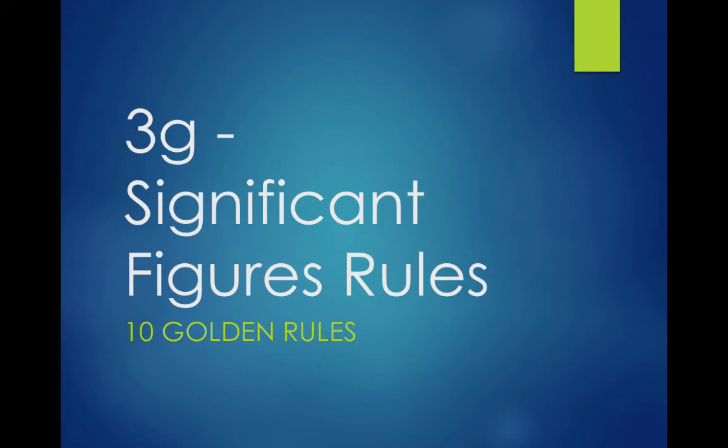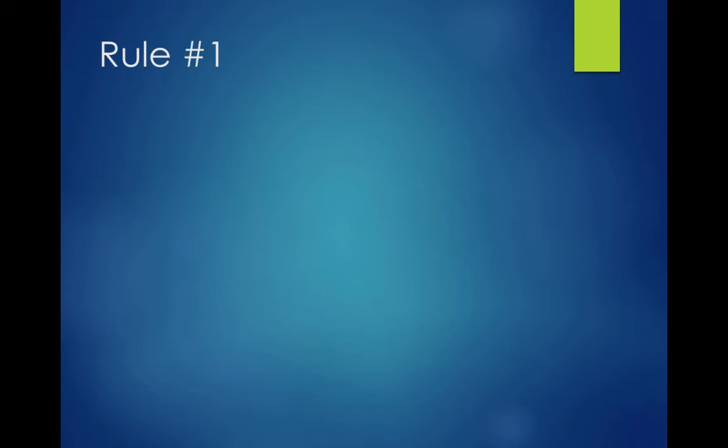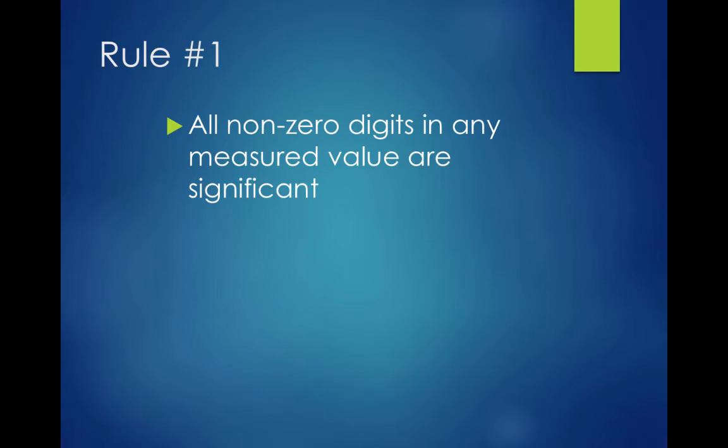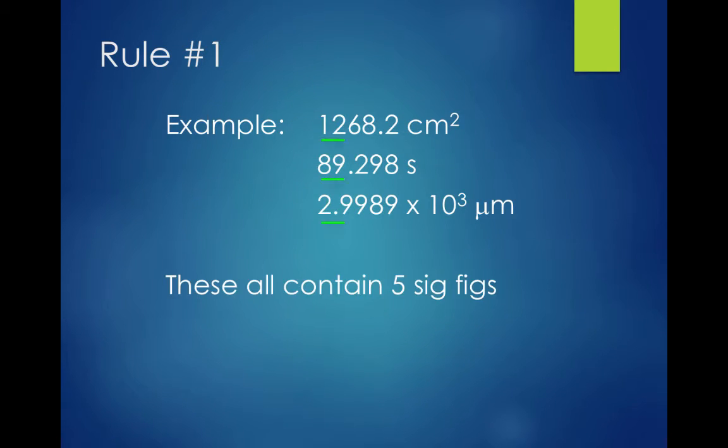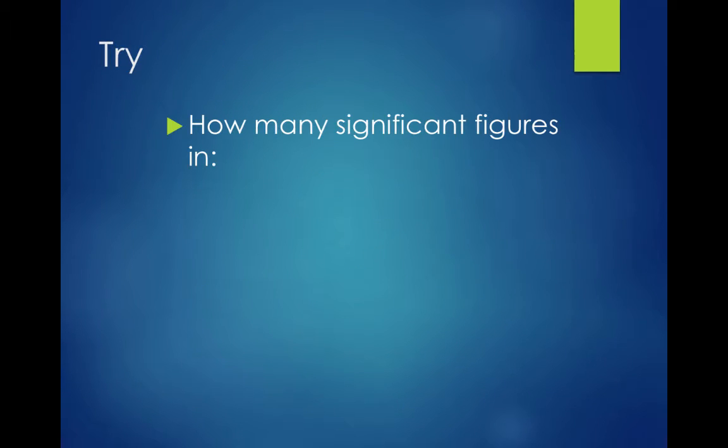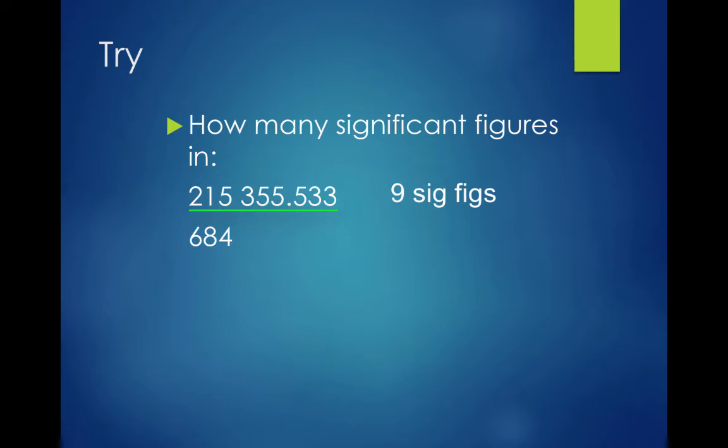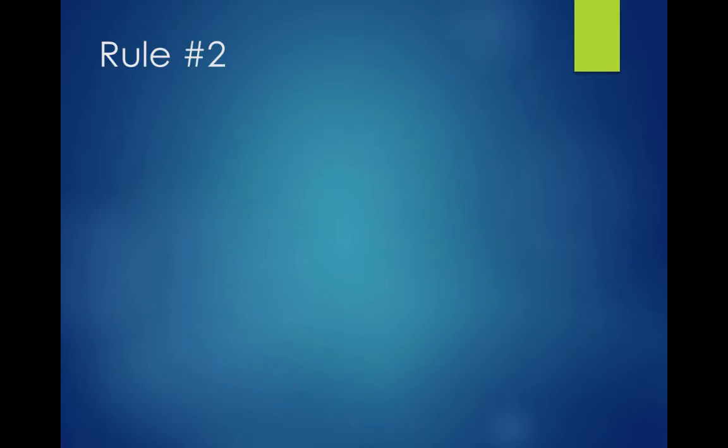3G, sig fig rules, the 10 golden rules. Rule number 1. All non-zero digits in any measured value are significant. Example, all contain 5 sig figs. Try this. How many significant figures in these examples? 9 and 3.